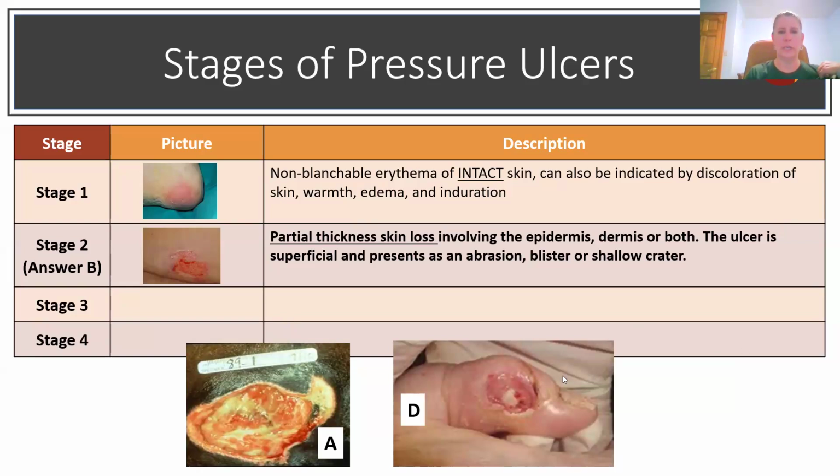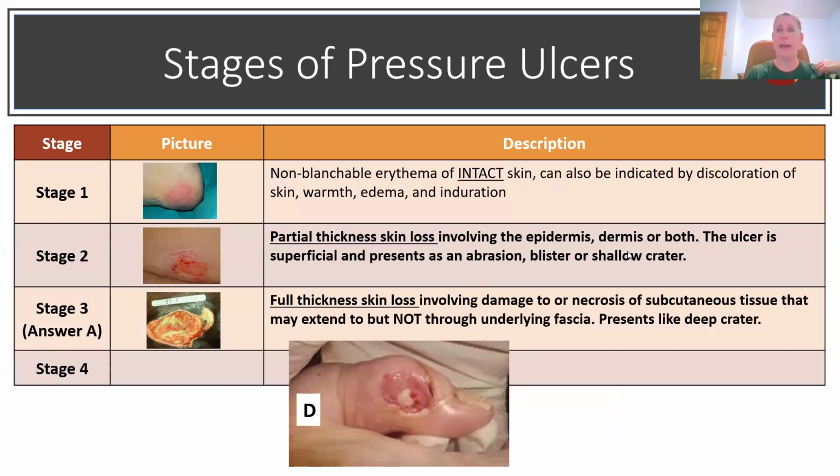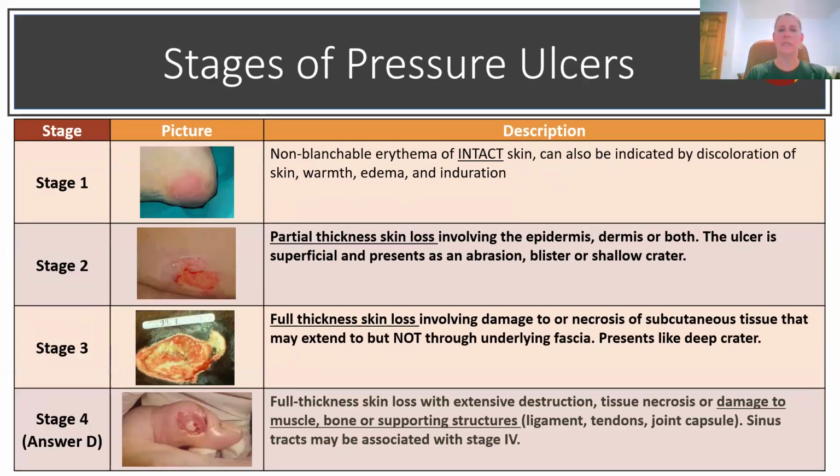All right, which one is a stage 3? I'm going to give you a hint here. This D, that's bone. All right, so which one are you going to do for a stage 3? Yeah, so stage 3, I tell my students as soon as they start to see fat, it's gone all the way through the skin. You're going to know that that is a stage 3, full thickness skin loss. Stage 4 is when we're seeing muscle, bone, tendon, ligament, and some sinus tracts that go deep would be a stage 4. Okay, good job.